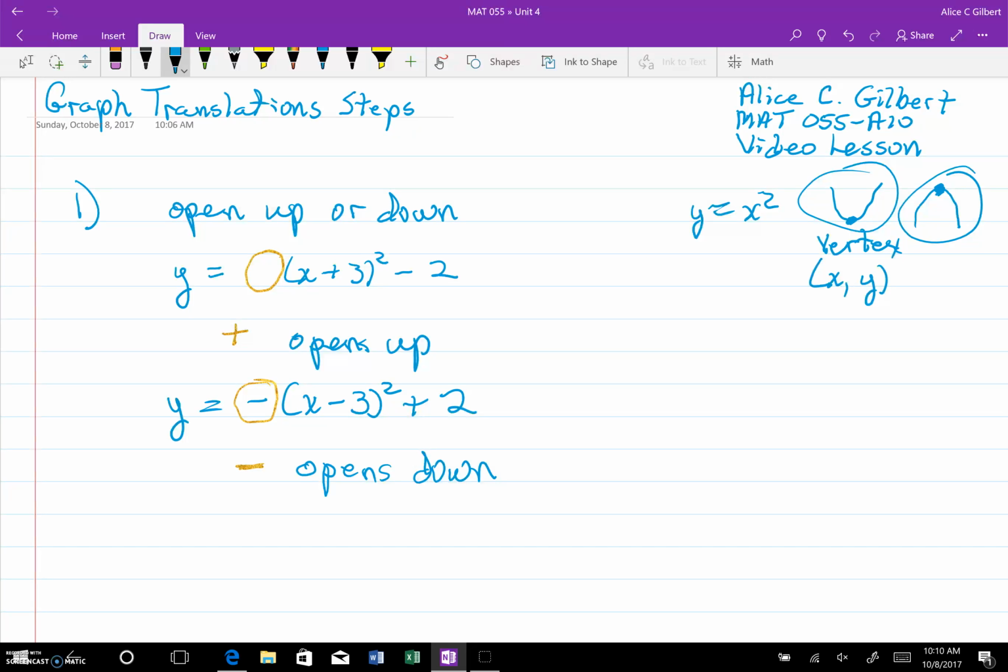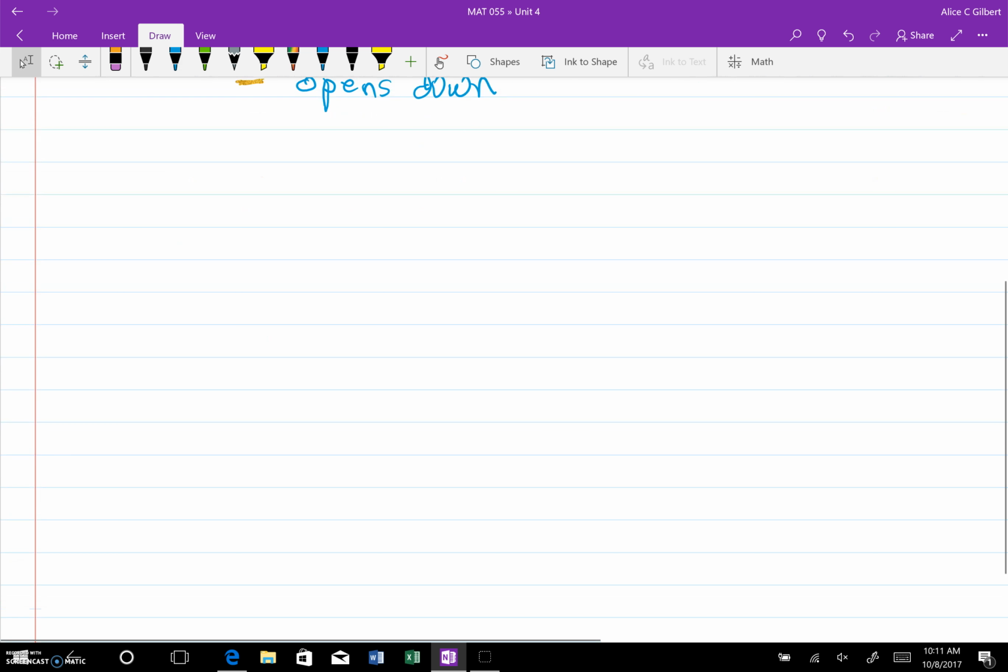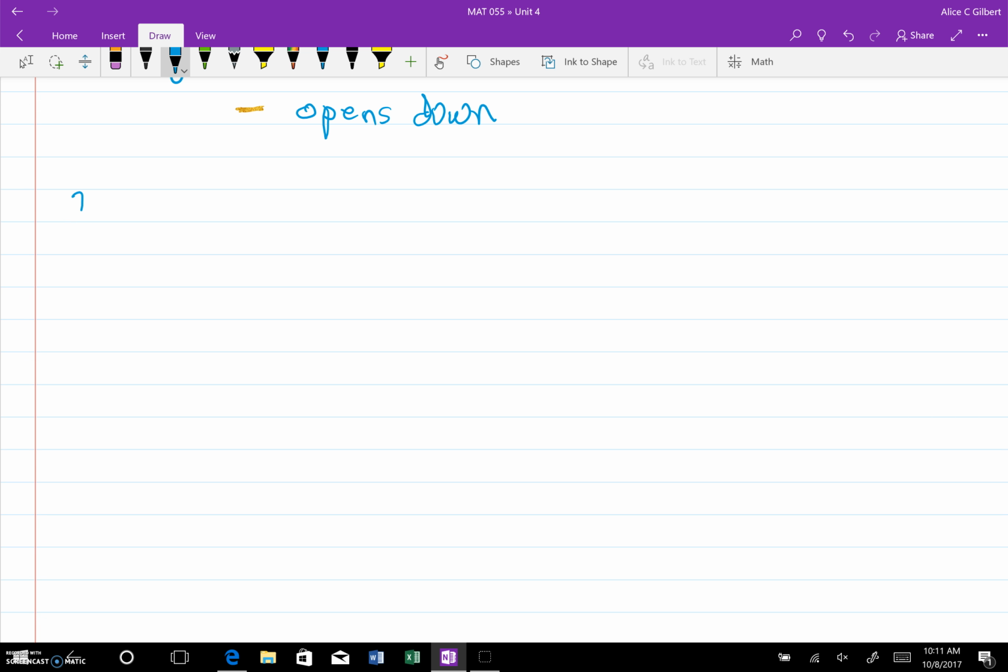So that's my first question. Does my graph open up or down? It has only to do with the sign in the very front of our equation. Once I've done that, then I can ignore that sign. I've figured out it's going to open up or down, and I don't need anything more from that sign, okay? So then the second thing we need to figure out is, what is the vertex? In other words, our starting point.